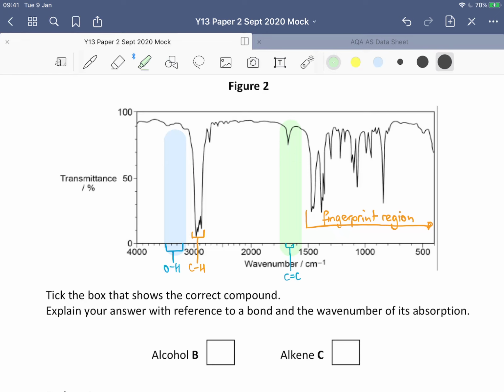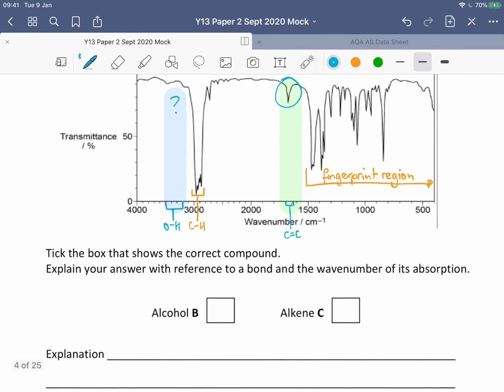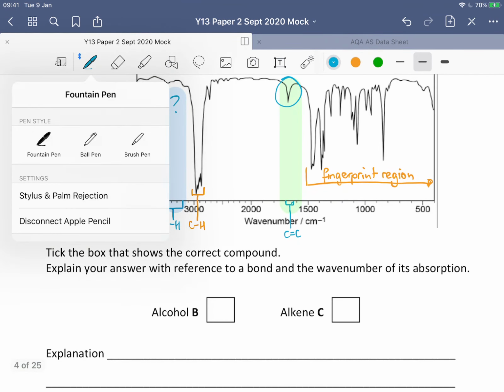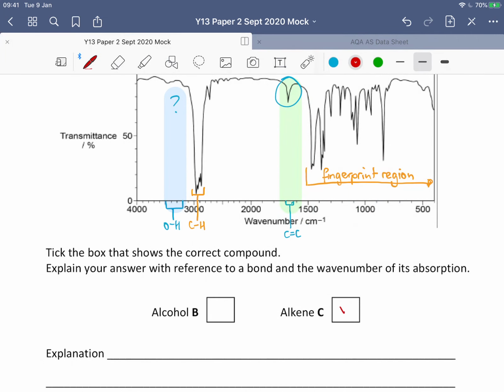Now the thing about the carbon-carbon double bond absorption is that it is never a large absorption. We do have an absorption in that area. We do not have anything here. So it should be clear, I hope, now that we have got alkene C here.